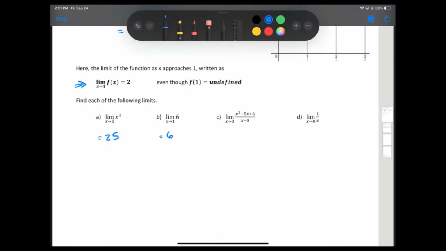Because technically in that function, f at x equals 6, x approaching 1 or x at 1 is 6. So it's a weird one, but hopefully it makes sense.